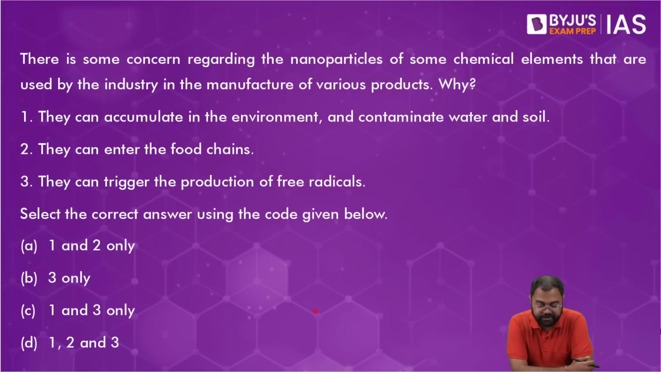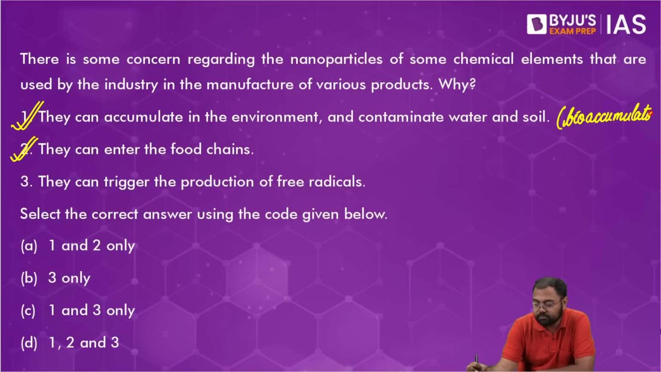Industries in the manufacturing of various products. Why? First, they can accumulate in the environment and contaminate water and soil. This is correct. We discussed that they can cause nano pollution. They can enter the food chain. That also is correct. This basically, you can see, in a manner, leads to bioaccumulation, and this leads to biomagnification.